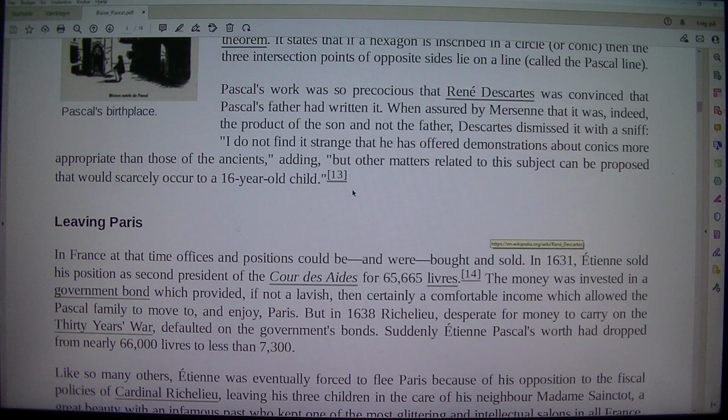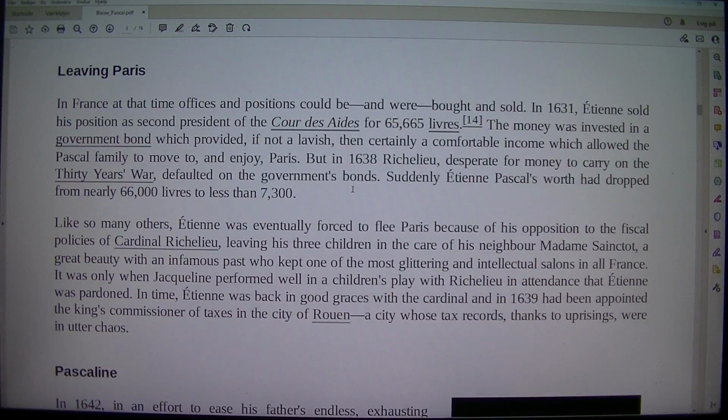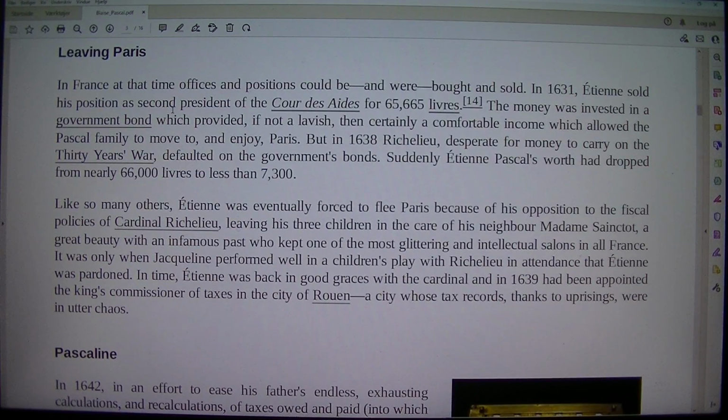13. Leaving Paris. In France at that time offices and positions could be and were bought and sold. In 1631, Etienne sold his position as second president of the Cour des Aides for 65,665 livres. 14. The money was invested in a government bond which provided, if not a lavish, then certainly a comfortable income which allowed the Pascal family to move to, and enjoy, Paris.